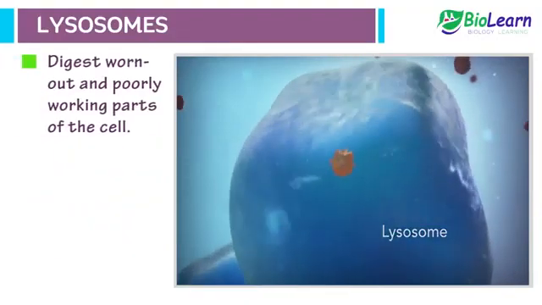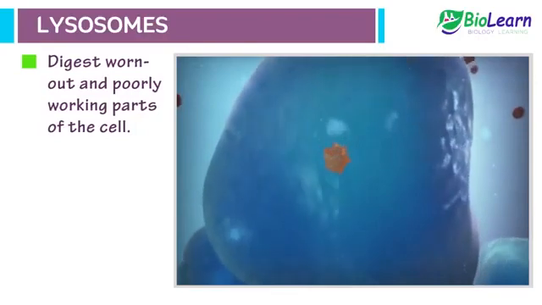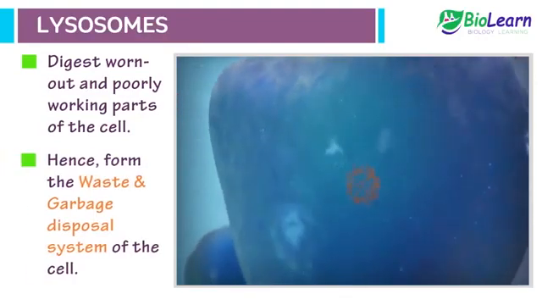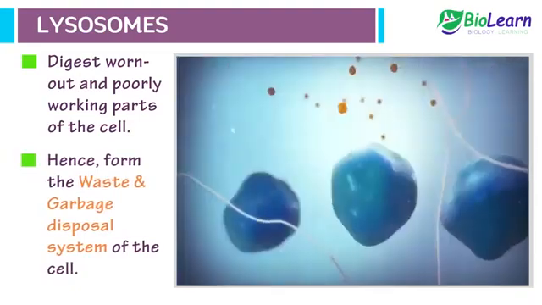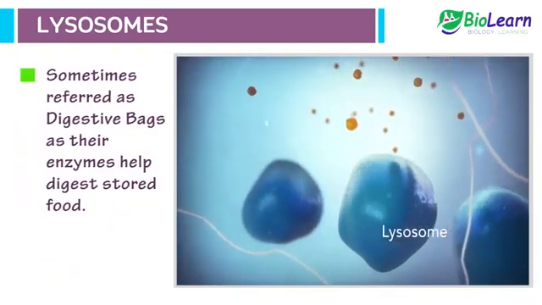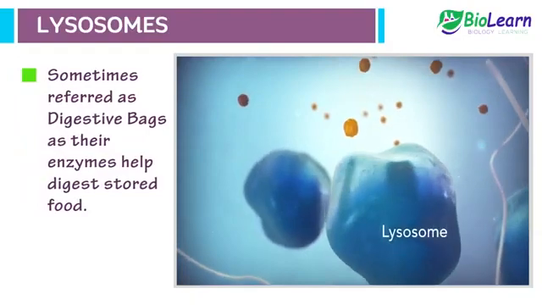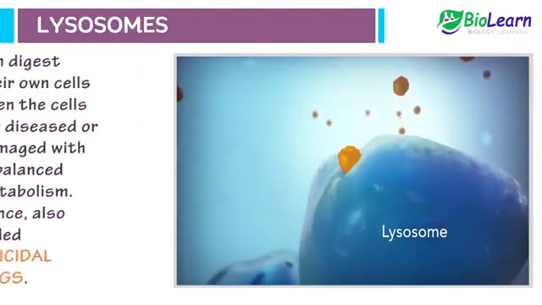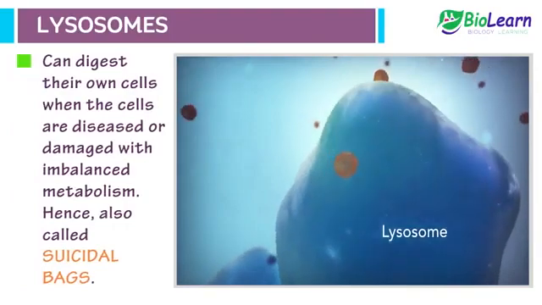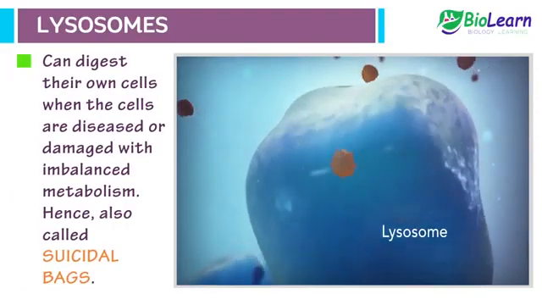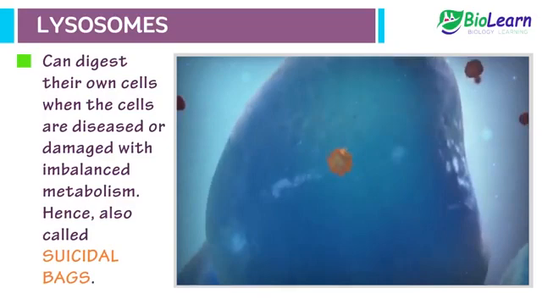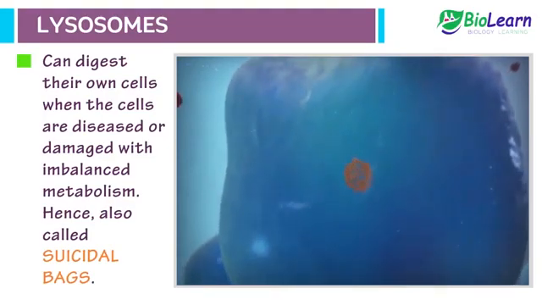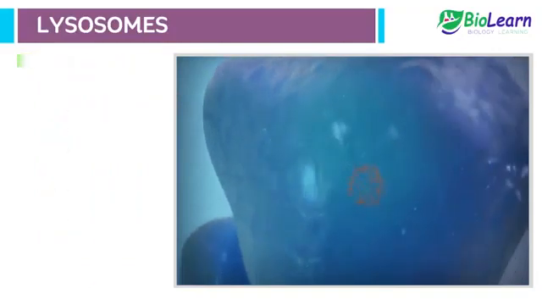They also break down worn-out and poorly working organelles and digest them. Hence, they are the waste or garbage disposal system of the cell. They are also referred to as digestive bags because their enzymes help in the digestion of stored food. Lysosomes also digest their own cells when the cells are diseased or damaged with poor oxygen supply or improper metabolism. Thus, they are also called suicidal bags of the cell.